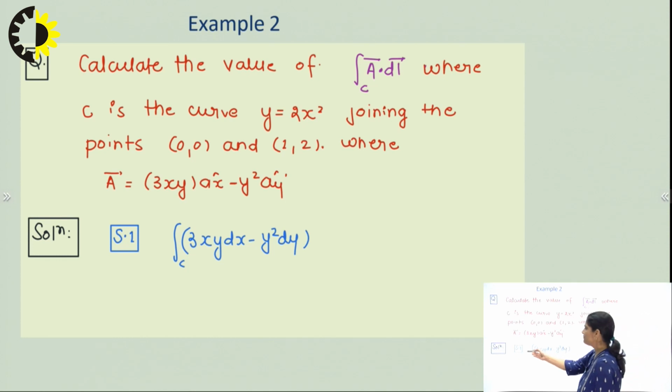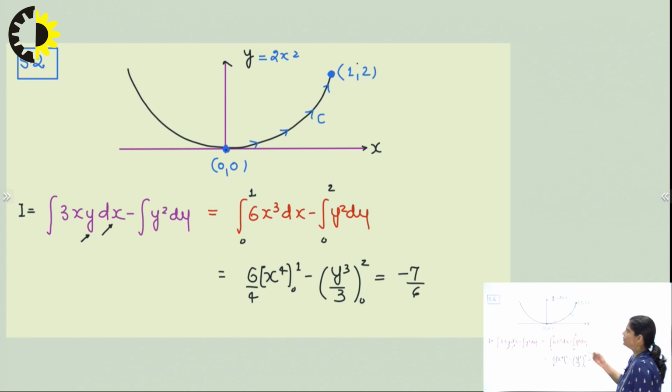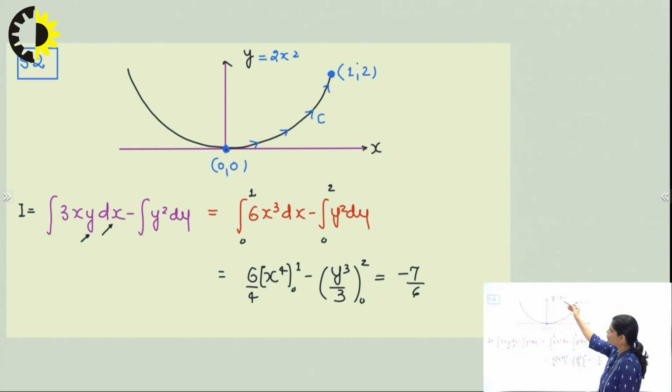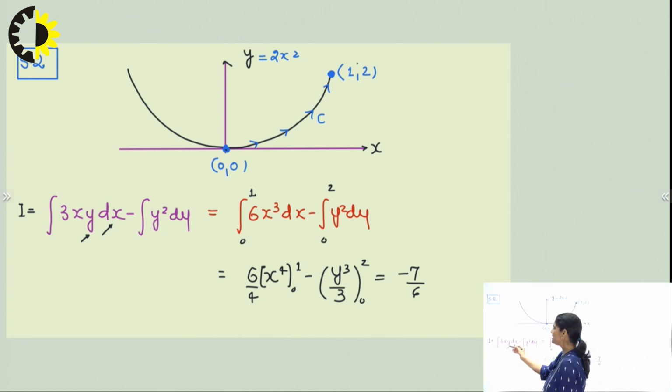So step 1: first write down the integral of A dot dl as the integration of 3xy dx minus y square dy. Now you all know how to draw its diagram. This is your initial point 0, 0, your final point 1, 2, and you have the curve y equals 2x square. Now you have to find this. You can see y is equal to 2x square, so put the value of y into this integration, with y equal to 2x square.